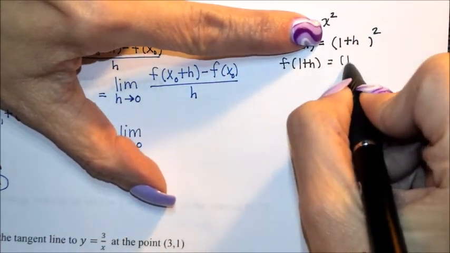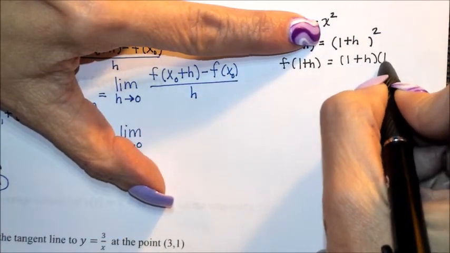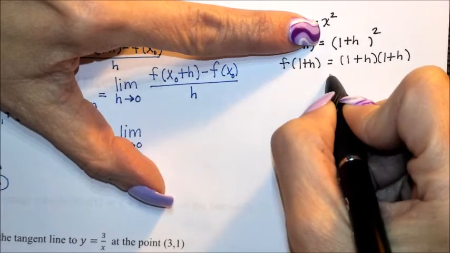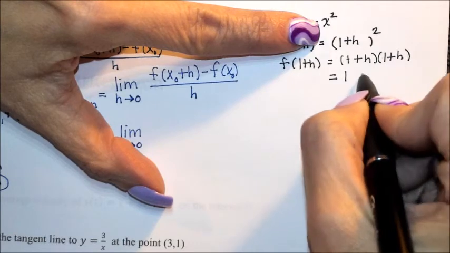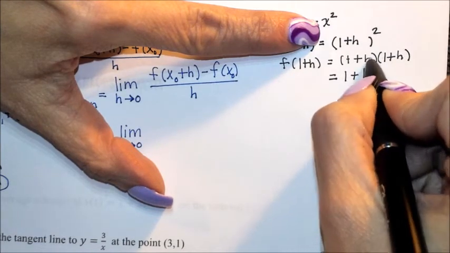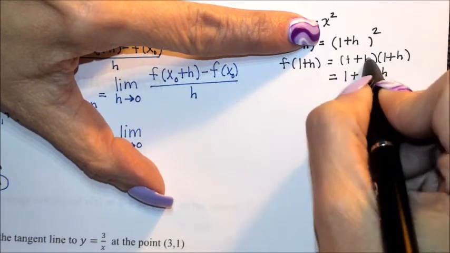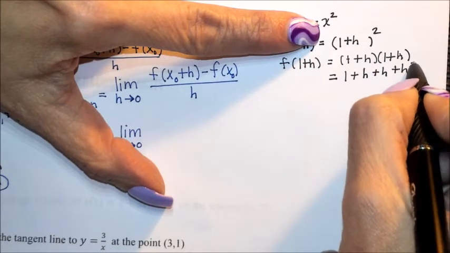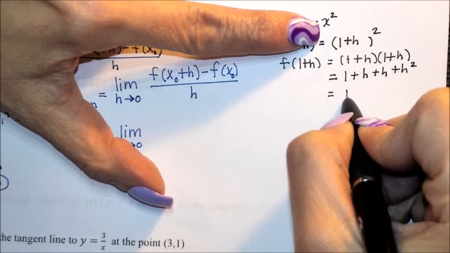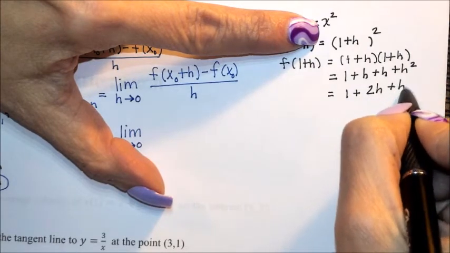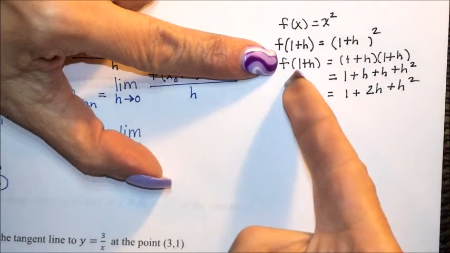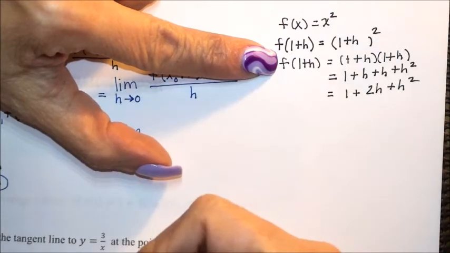Okay, that's 1 plus h times 1 plus h. I'm going to do a little bit of math here. 1 times 1 is 1. 1 times h is h. h times 1 is h. h times h is h squared. That is 1 plus 2h plus h squared. So f of 1 plus h is that right there.